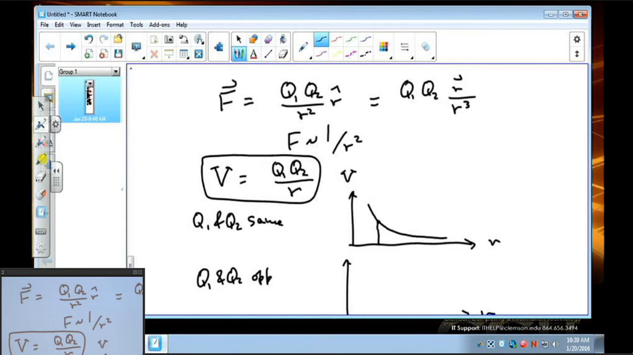Related to the work, it's the opposite of the work done by the electrostatic force, by the electric field, against each other. So if it's repulsive, I have to pull them in together, right? So I'm doing positive work, working against the electric field. The electric field is doing negative work, and the potential is the negative of that.